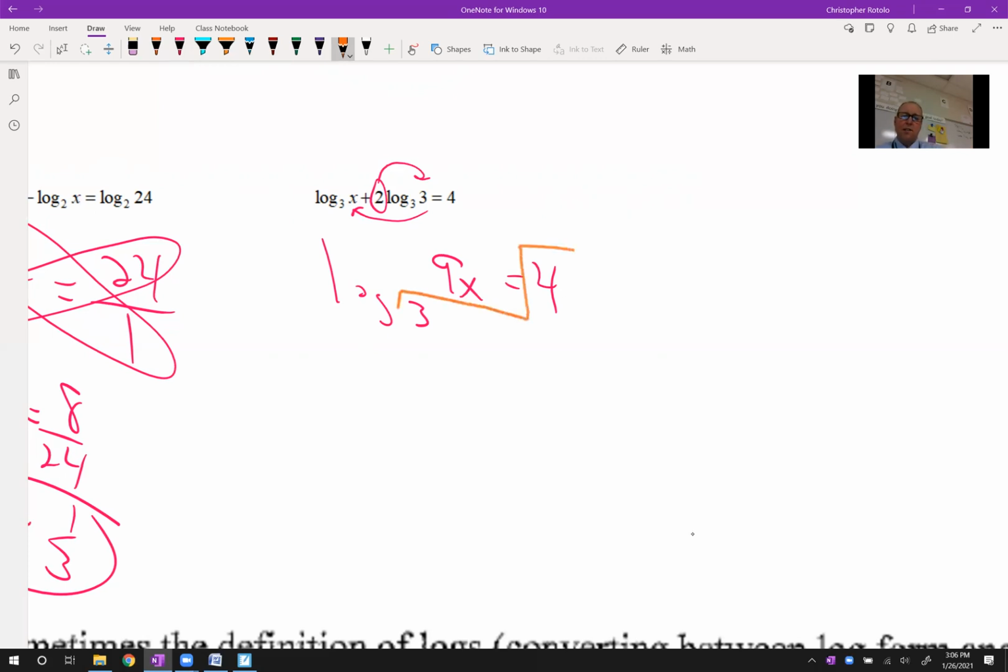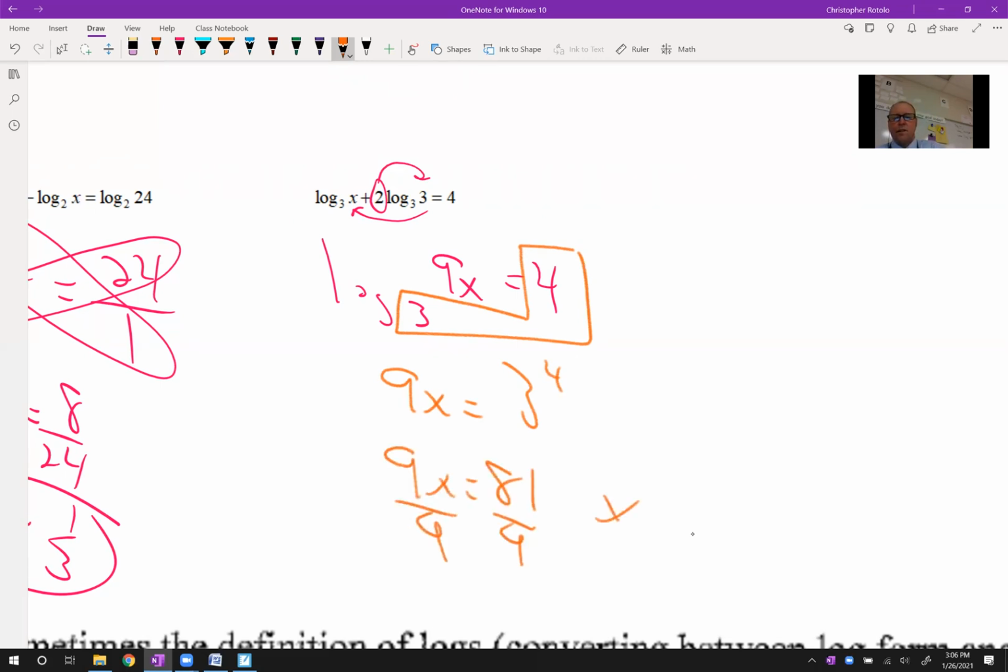So now I'm going to combine technique number 1 and technique number 3. So now I have 9x equals 3 to the 4th power. Okay, so 3 to the 4th power, I think that's 81. Let me just double check here. 3 to the 4th, yeah, 81. So 9x equals 81, divided by 9. So x equals 9 in the end.